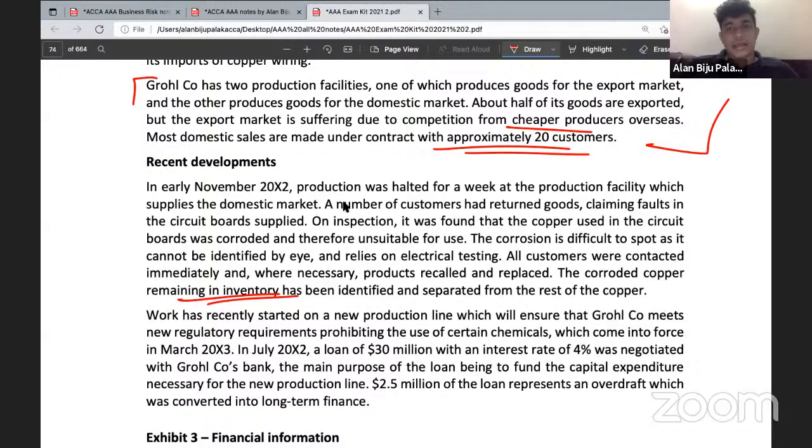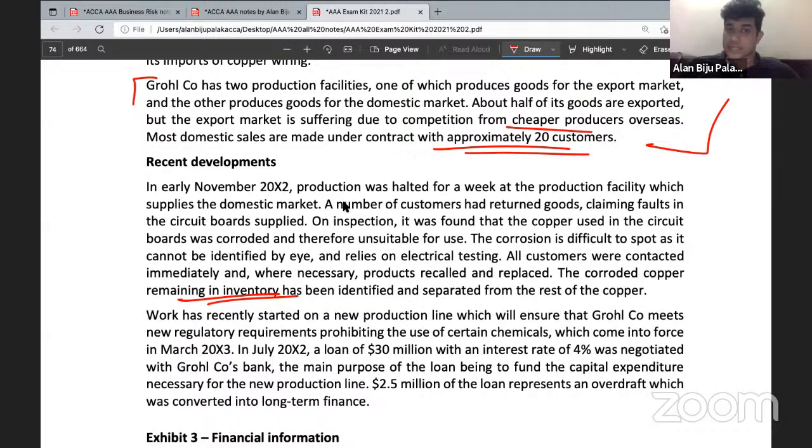Then there can also be chances that some of the customers might have already provided the product back to the company. And in that case, what should be the accounting treatment? The revenue should be derecognized. And if there are any receivables in relation to these customers, that must also be written off. And in addition to that, the inventory should be reinstated.